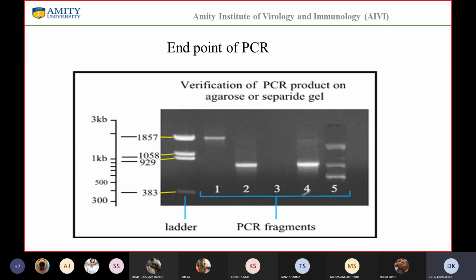If you're trying to amplify a 2 kilo base pair fragment, then it is generally 2 minutes. For 3 or 4 kilo base pair fragments, the general rule of thumb is to have an extension time of 1 minute per kilo base pair. So if you're trying to amplify a 5 kilo base pair fragment, then your extension will be for 5 minutes. But generally, Taq polymerase is extremely good at amplifying up to 2 kilo base pairs, not beyond. Beyond that, it doesn't really do a good job.